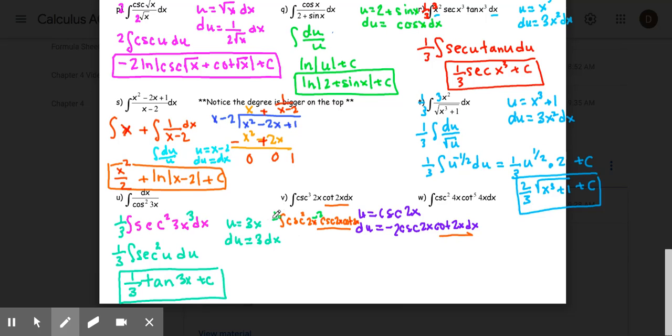And that means, what do I multiply by on the outside? -1/2. So this is -1/2 the integral of this right here. That's u to the 2nd power. The rest of it that's underlined is my du. So I integrate this. It becomes u to the 3rd over 3 plus c. So that's -1/6 u, which is cosecant to the 3rd 2x plus c. And there's your answer right there.